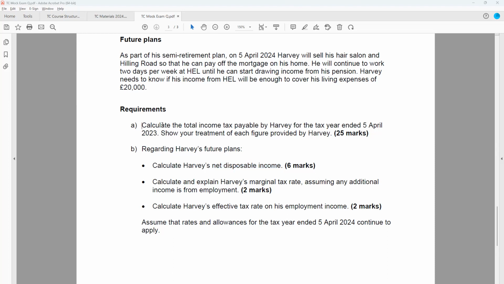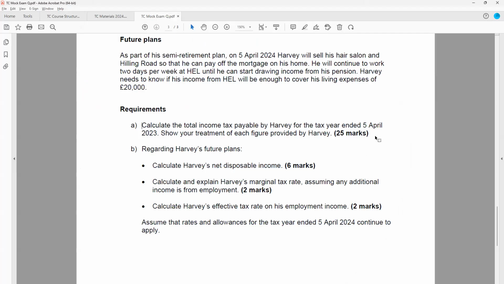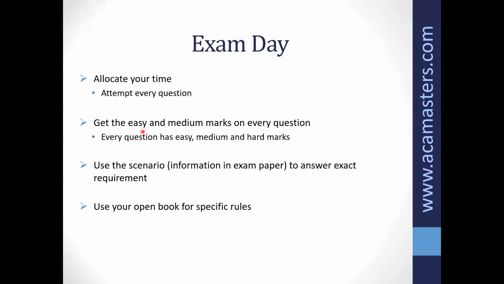So you want to make sure that you allocate your time to each question based on the marks. And it's easy to do in the TC exam because they give you the marks breakdown for each sub-requirement. So therefore, you've got your 2.5 hours in the exam. So therefore, you've got 1.5 minutes per mark. You might want to adjust that slightly for reading time so that you know how long you should be spending on each question, but you want to make sure that you attempt every question and get the easy marks on each.